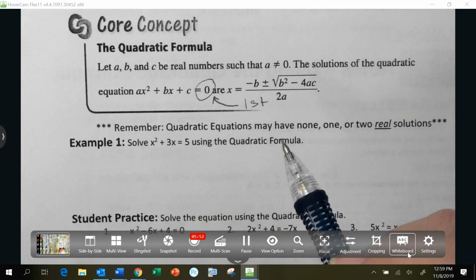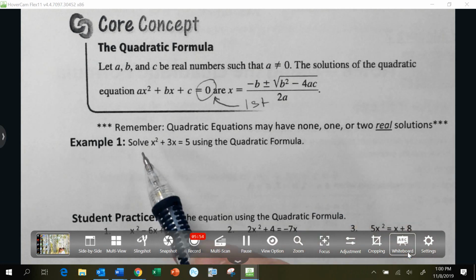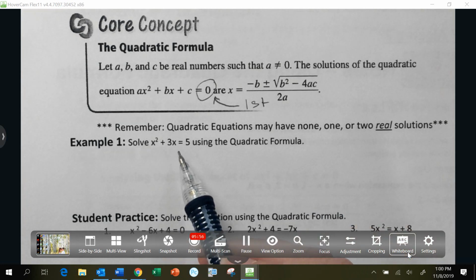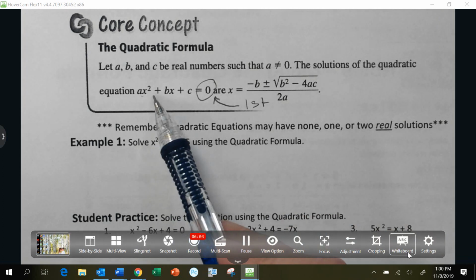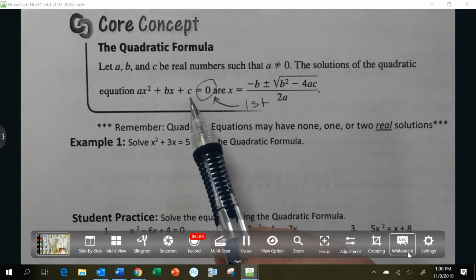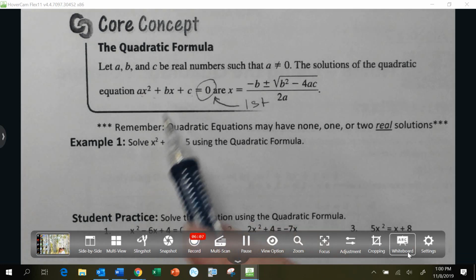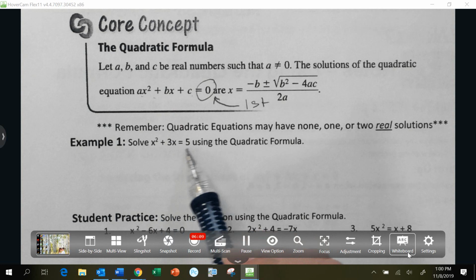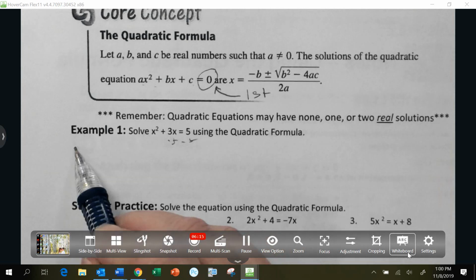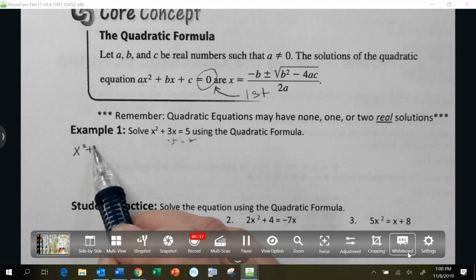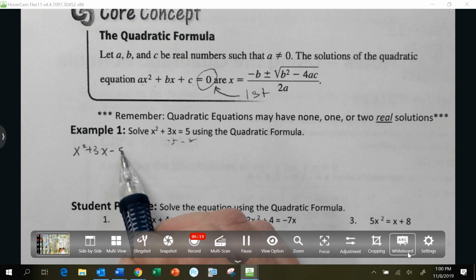So if the equation does not say equals 0, like example 1 does not say equals 0, we have to make it say equals 0. It also has to be in the order of the x squared term first, the bx in the middle, and the c, the constant by itself at the end. So is this in the correct form? No, we have to make it say equals 0. What do I do? So we have x squared plus 3x minus 5 equals 0.